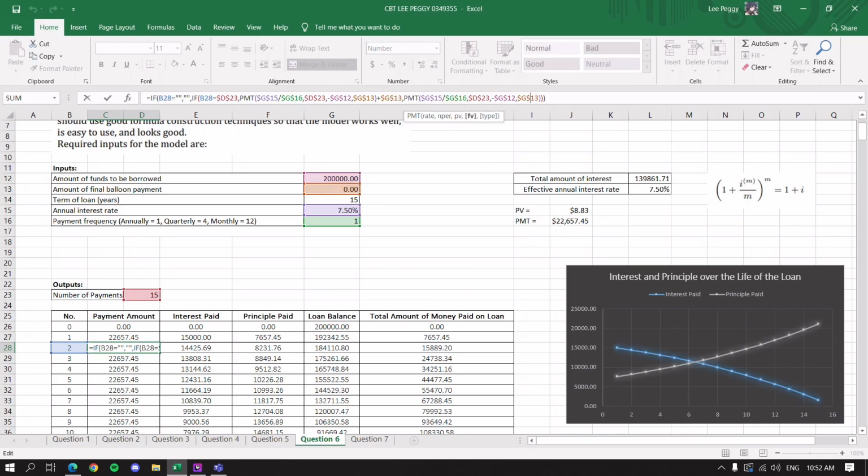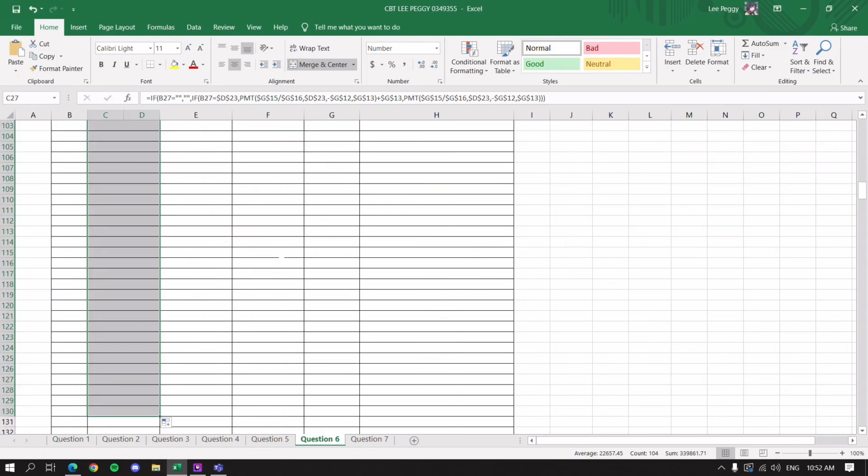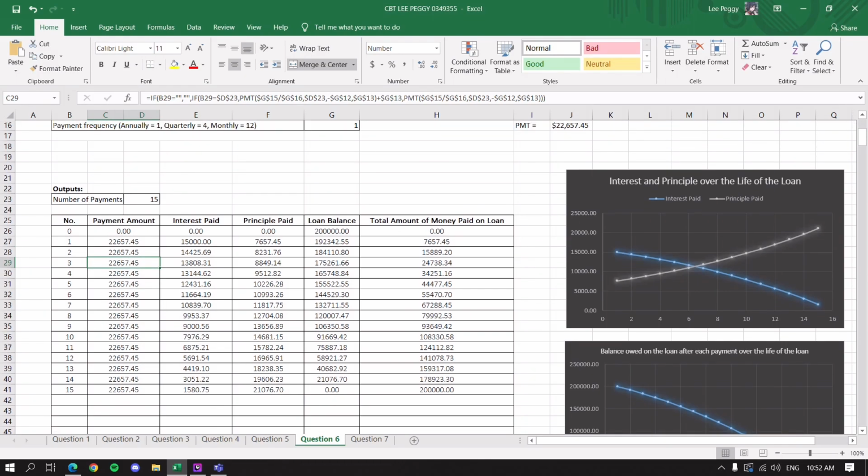FV should be the final balloon payment. So if balloon payment is not used, the FV will be 0. So after we insert this function, we just drag down like the previous column. Then this will also be automated.